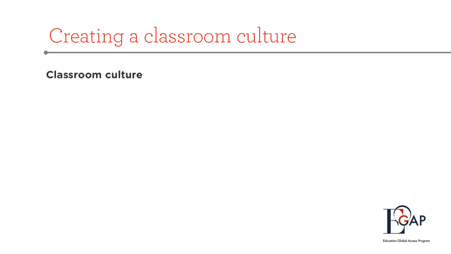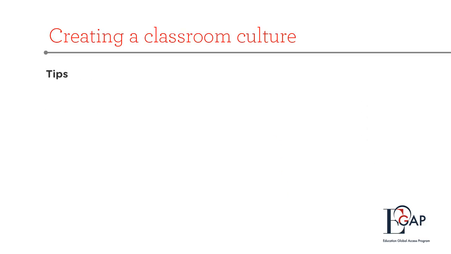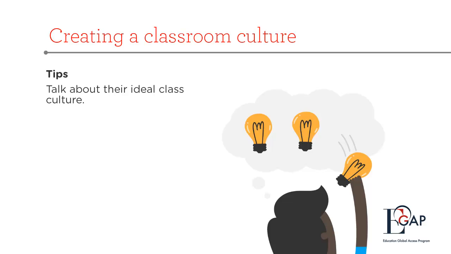You can't simply tell students that a class culture will be a certain way. Remember, culture is more organic, and it has to be shaped by the students as well as by you. But here are a few tips you can use to make sure that your culture grows in a positive direction. Talk with your students to understand their ideal classroom culture, and then work backwards from that goal alongside your students to find ways to get there. Students will be more likely to follow a set of norms that they help create.